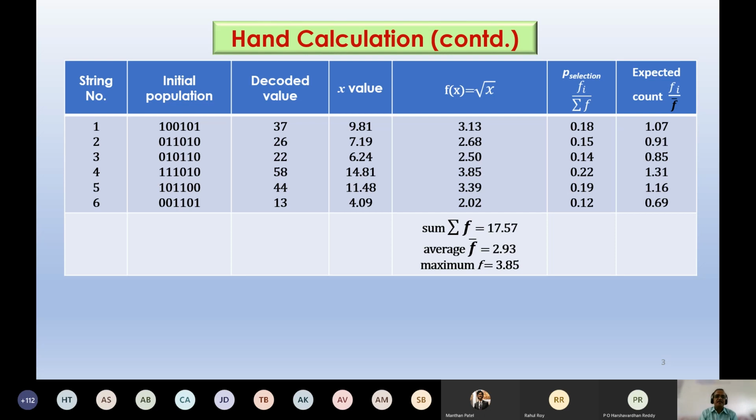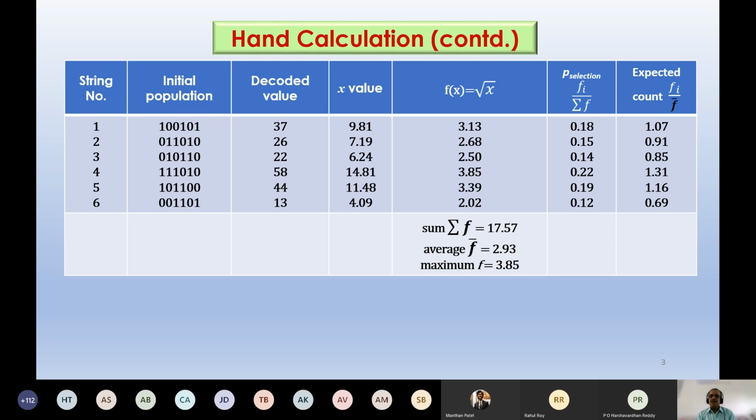For the second string, the expected count is 0.91. Might be it will be copied only once. Third string, the expected count is 0.85. There is no guarantee, it may not be copied also in the mating pool. The fourth one, 1.31. Fifth one, 1.16. Sixth one is 0.69. So there is no guarantee that your sixth solution will be copied in the mating pool. So there is no guarantee.